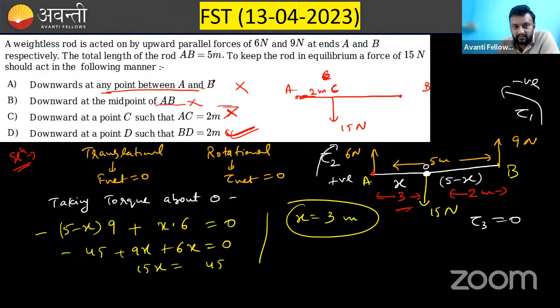Option D says, yes, point C is O. We have taken it as O, but the question is taking it as one time C, another time D. This is just the language. At a point D such that BD is equal to 2 meter. D means the point at which force is applied. C means the point at which force is applied. So we have taken that point as O, nothing else. I think it's clear.